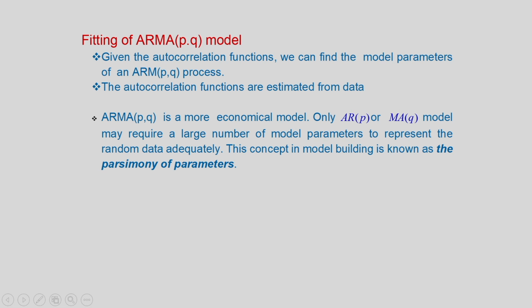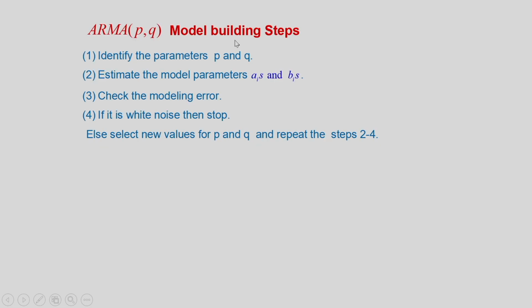Suppose given random data, if we try to fit only an AR(p) or MA(q) model, they may require large values of p and q. And therefore, if we use an ARMA(p,q) model, then p and q need not be very large. This concept of model building is known as the parsimony of parameters. We should be parsimonious in selecting the parameters, so that p and q should be as small as possible. We will broadly describe the ARMA(p,q) model building steps.